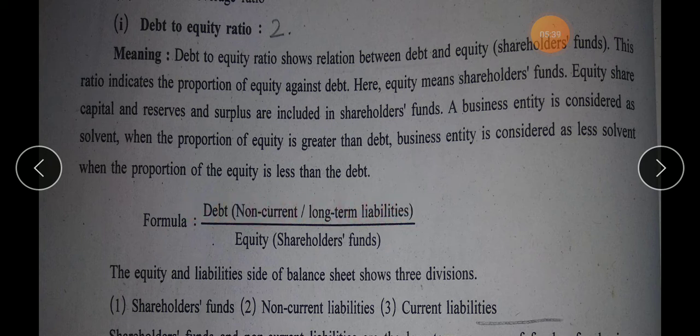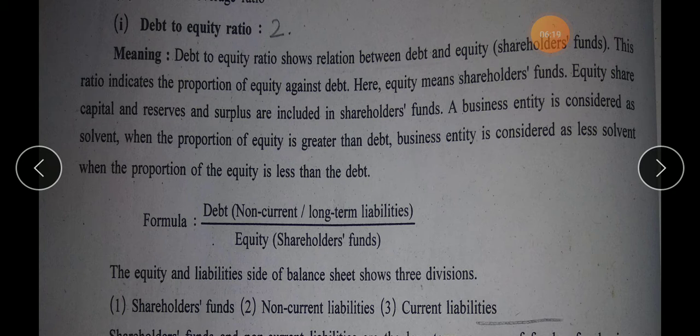So, simply speaking, the formula for debt to equity ratio is non-current or long-term liabilities upon equity shareholders' funds. So, you need to obtain the answer for these two things from the given question, and you will substitute that in the given formula and you will obtain the answer. Now, you know very well about long-term liabilities. It is given on the liabilities side. Mostly, if I want to give an example, I can say a loan taken from bank, debentures, both of them are long-term liabilities.